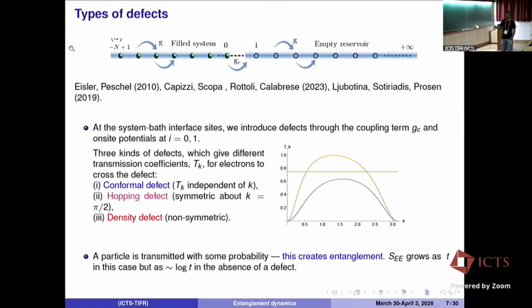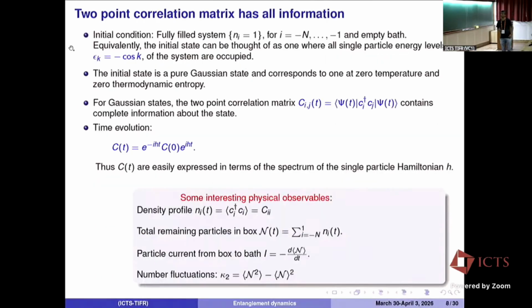Okay, so this is transmission coefficient versus K for different kinds of defects that we studied. For the conformal defect, it's completely independent of K. The idea of a defect is that every time an electron comes, it gets split into two, and that creates the entanglement. If I didn't have a defect, like I said earlier, the entanglement would grow logarithmically with time. But with a defect, it grows linearly because the defect, in some sense, generates entanglement.